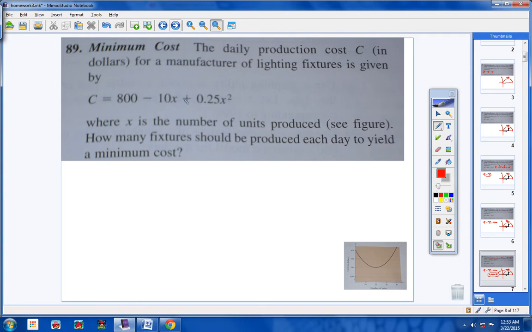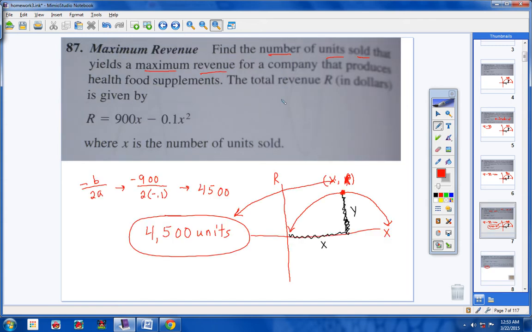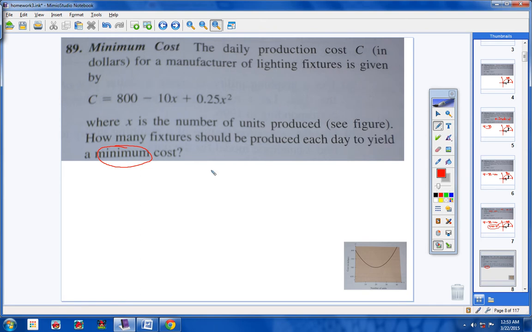Number 89. Now this one's a little different. They want to know how many fixtures, or how many units, should be produced to give us a minimum cost. As a business person, you want to try to maximize your revenue. You want to try to minimize your cost, okay? So the daily production cost, C, in dollars for a manufacturer of lighting fixtures is given by this right here, where X is the number of units produced, okay?